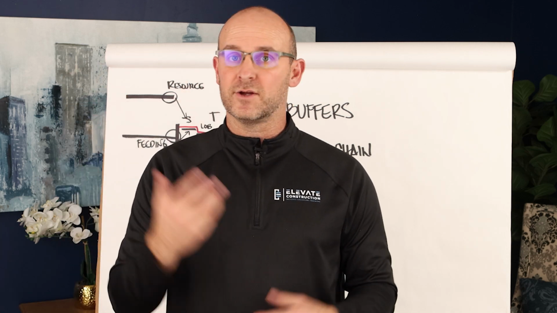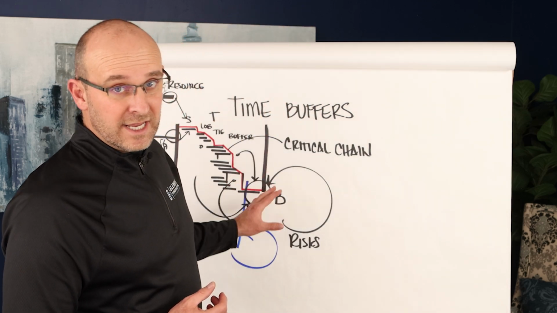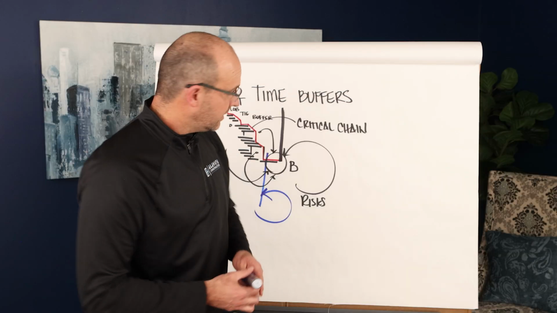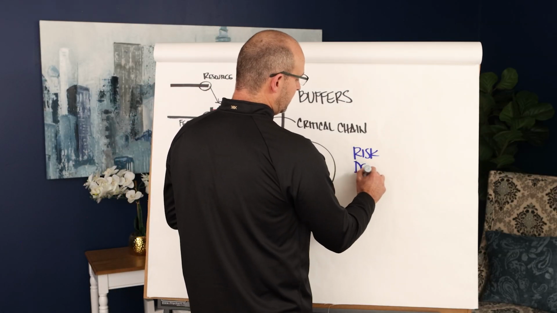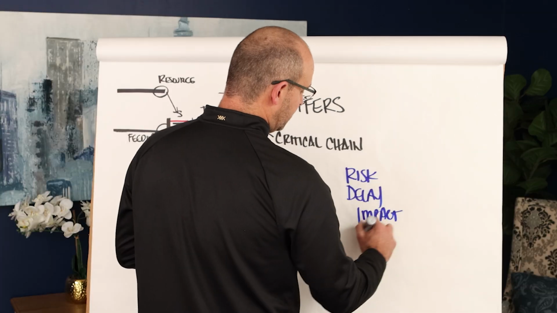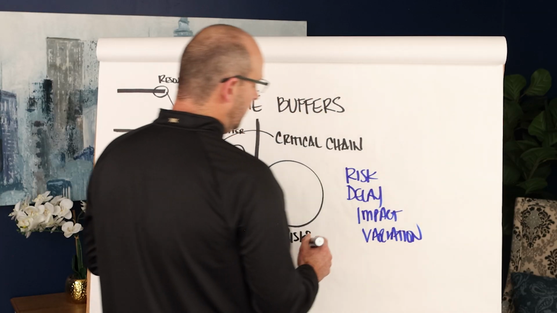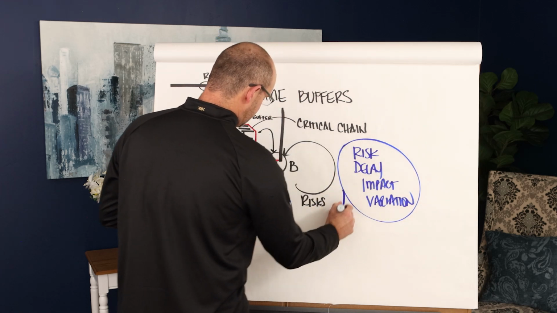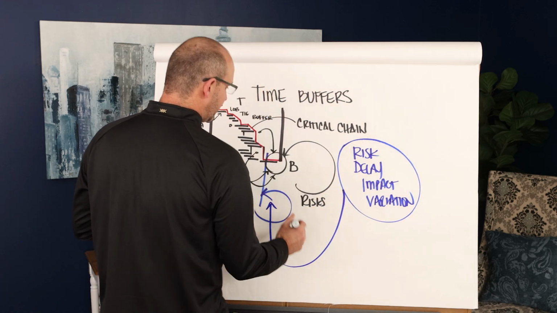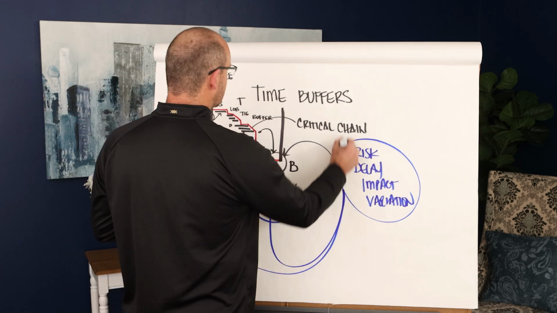There are analogies abounding everywhere. The concept here is that we want to plan for uncertainty. Let me just go ahead and write this down. So a risk, a delay, an impact, a variation, anything that changes the plan, we want to protect ourselves and plan for uncertainty by having these buffers, not by planning on being James Bond in the moment.